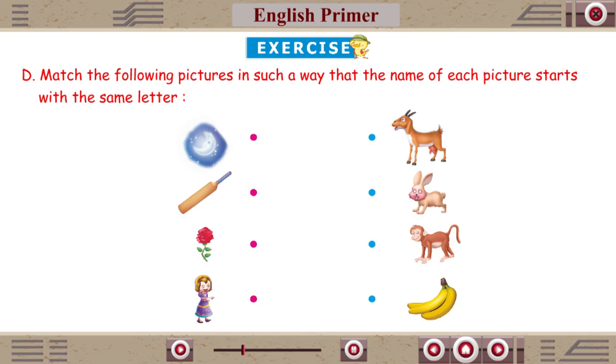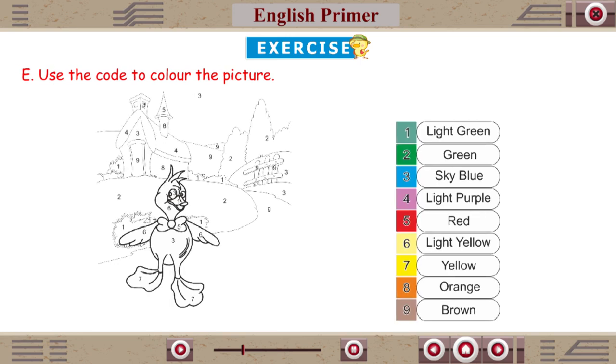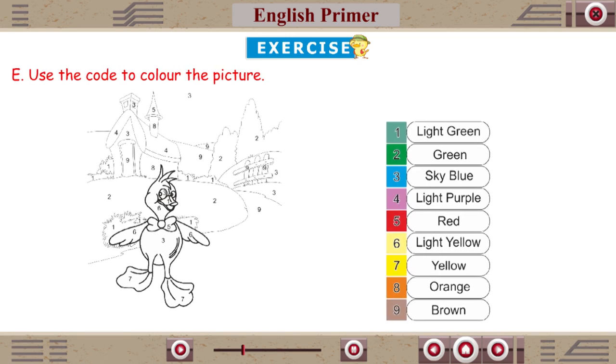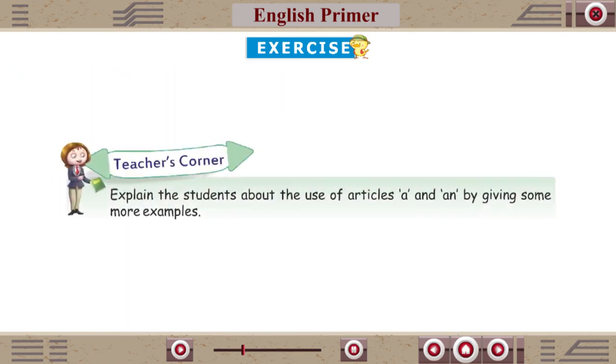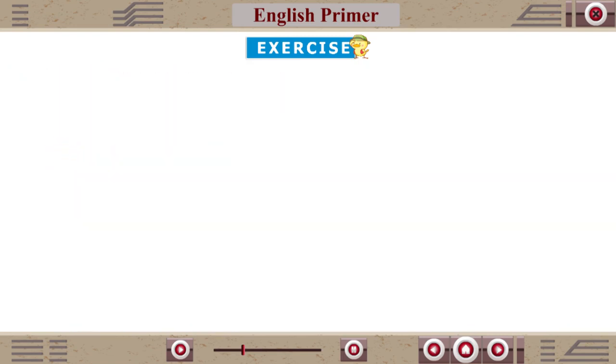D. Match the following pictures in such a way that the name of each picture starts with the same letter. E. Use the code to color the picture. Teacher's Corner. Explain to the students the use of articles A and AN by giving some more examples.